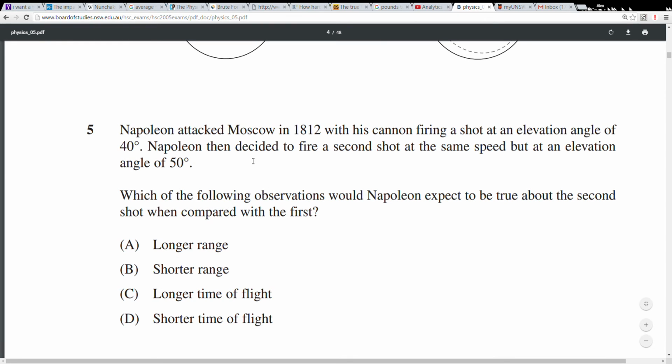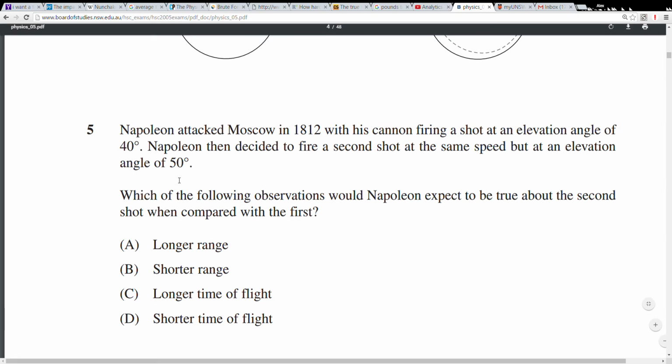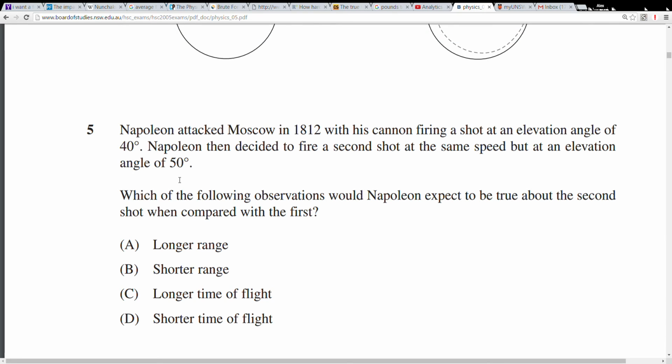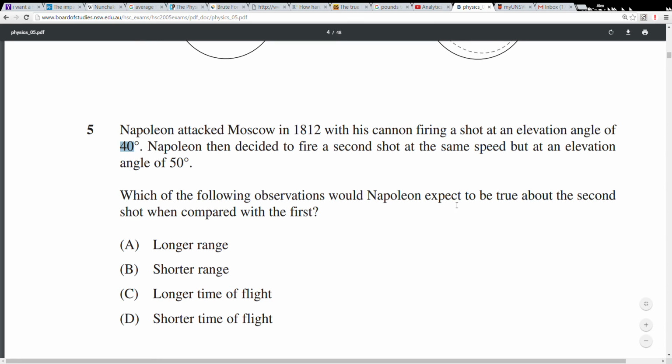Napoleon attacked Moscow in 1812 with his cannon firing a shot at an elevation angle of 40 degrees. Napoleon then decided to fire a second shot at the same speed, but at an elevation of 50 degrees. Here's a tip for you. If two shots have angles that add up to 90, they're going to have exactly the same range. Which of the following observations would Napoleon expect to be true about the second shot when compared with the first?